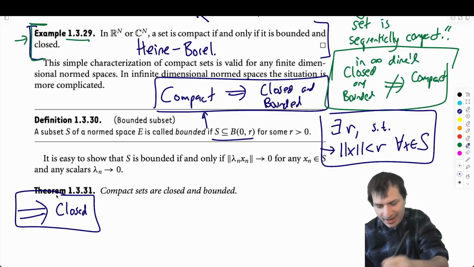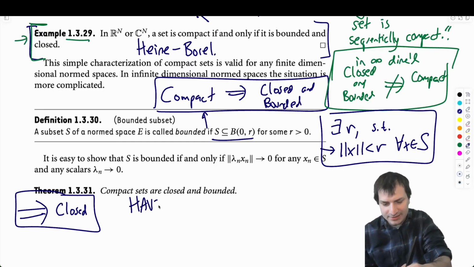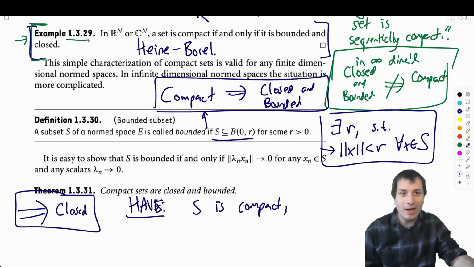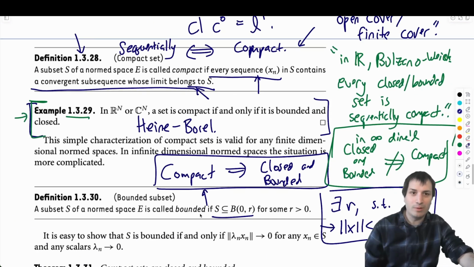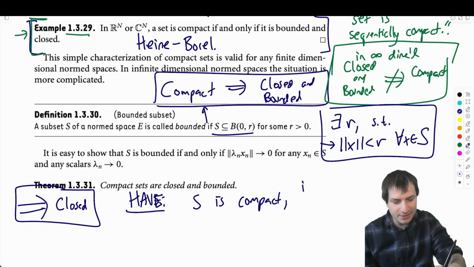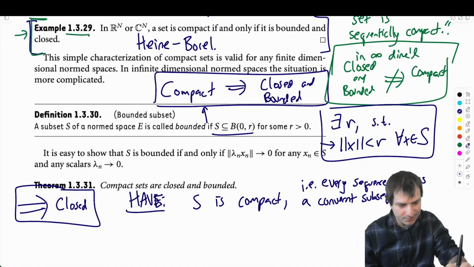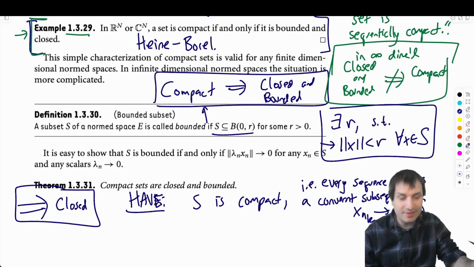And so what do we have? We have that S is compact. And what does S being compact mean? Well, the only thing we know, definition 1.3.28, i.e. every sequence xn has a convergent subsequence xnk, which converges to x, which is in S. That was part of the definition.